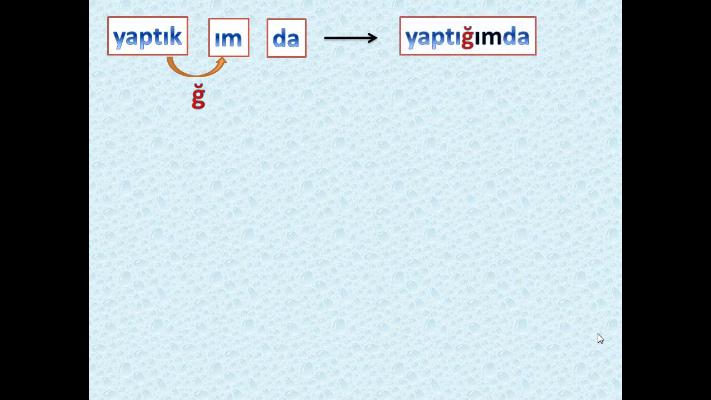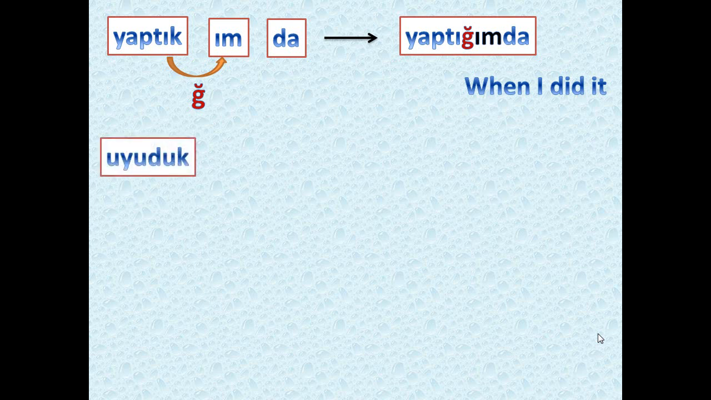Let's go through the examples. You will understand it better. So we have yaptık, and we have the conjugation form of the first person here, and we have da. In order to join these two, the consonant k is going to change to ğ, and it is going to form like this: yaptığımda. And it means when I did it. Like the time I did it.